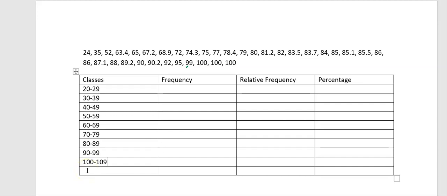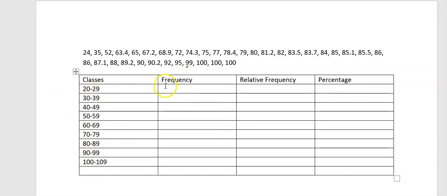Now, I could have chosen my classes to be different sizes. I could have chosen 20 to 34, for example, to be my first class, and have the next one go from 35 to, let's see, it would be 15 apart, to 49. But it makes a little more sense to go in increments of 10 in this particular example.